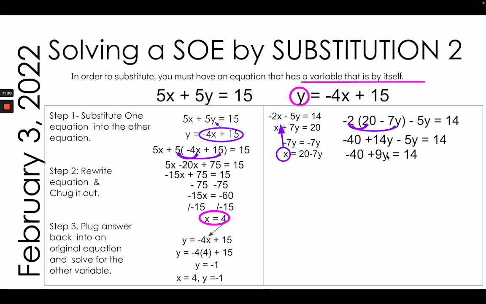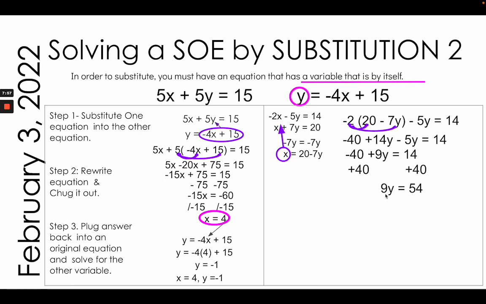I want y by itself, so I'm going to get rid of my constant. My constant here is negative 40. I'm going to add the 40 to the other side. Because it's negative, we have to use the opposite operation, which is positive 40. Whatever I do to one side, I have to do to the other. And this cancels out to 0, like we like. And we're going to drop our 9y. 14 plus 40 becomes 54.